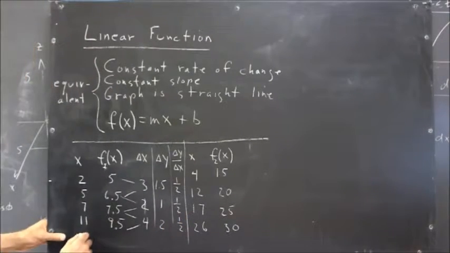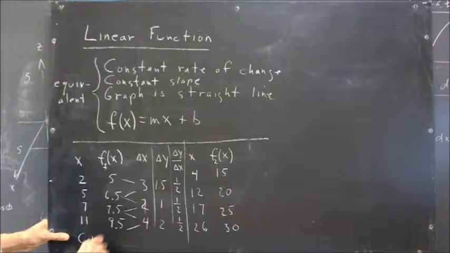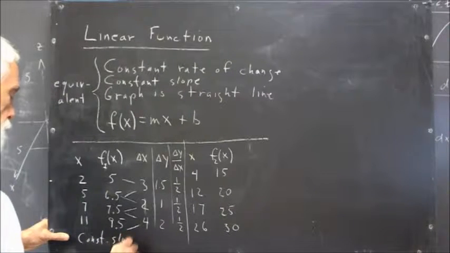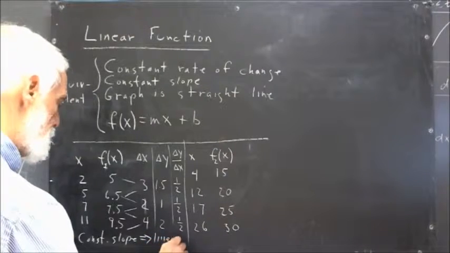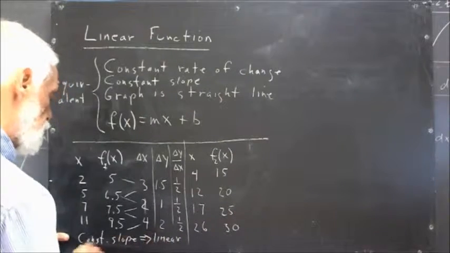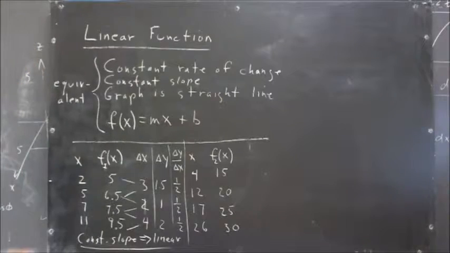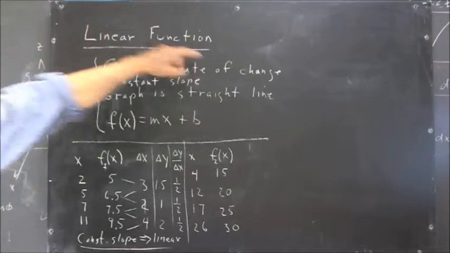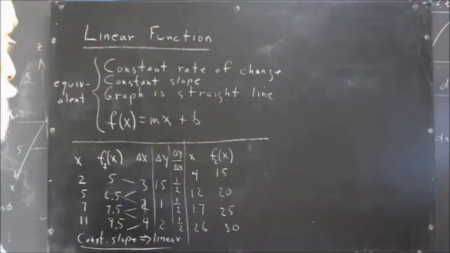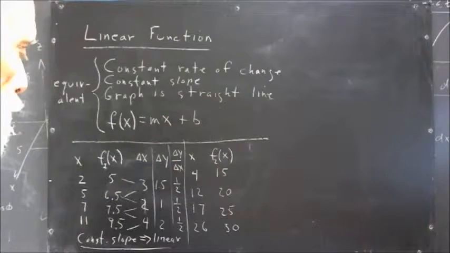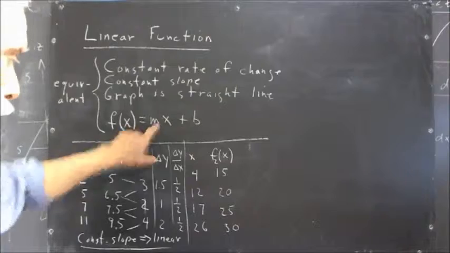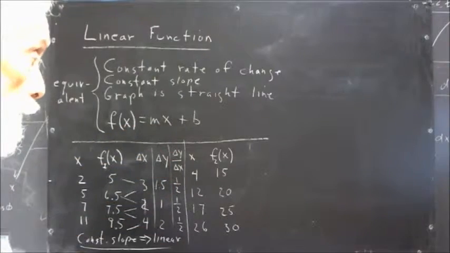So constant slope implies that this function is linear. And constant slope implies constant rate of change, because that's what the slope represents. Straight line graph, and f of x equals mx plus b. M, in this case, is the slope, which is 1/2.